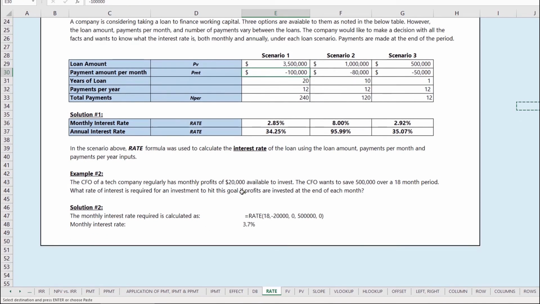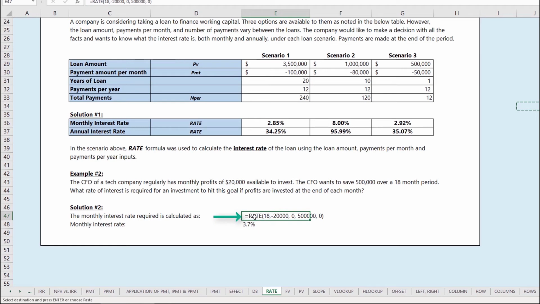Let's take a look at another example. In example 2, the CFO of a tech company regularly has monthly profits of $20,000 available to invest. The CFO wants to save $500,000 over an 18-month period. What rate of interest is required for an investment to hit its goal if profits are invested at the end of each month? Well, we can actually calculate this using the rate formula.